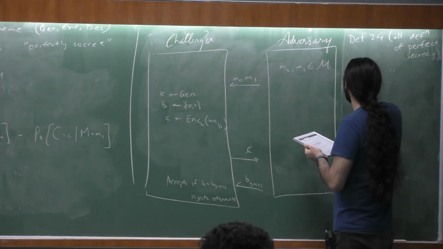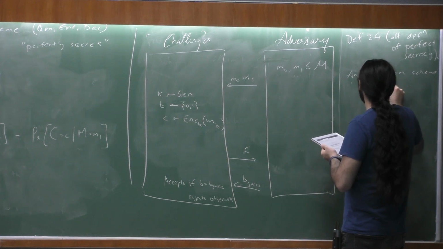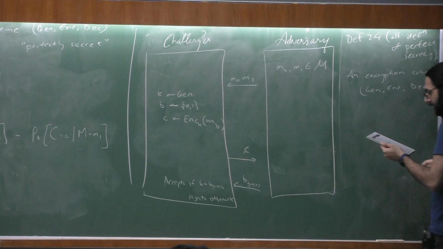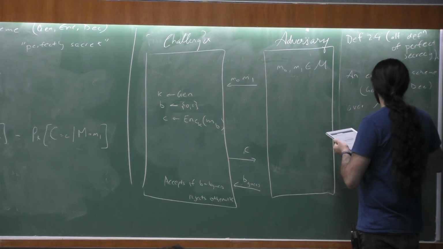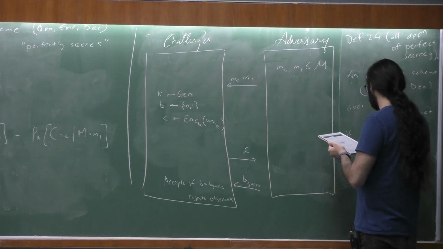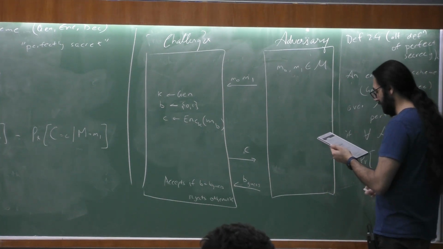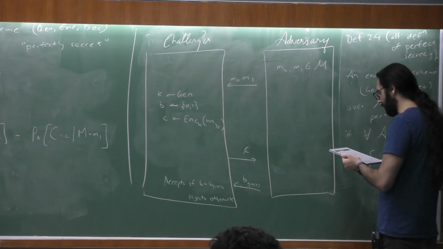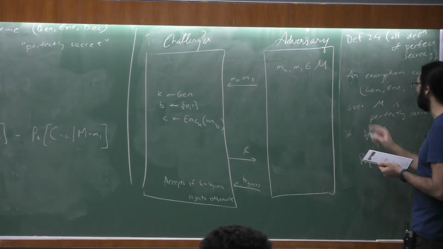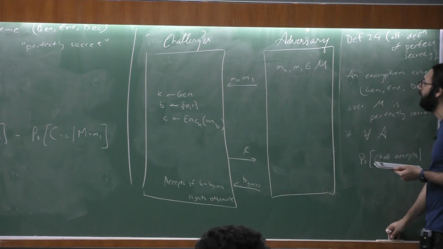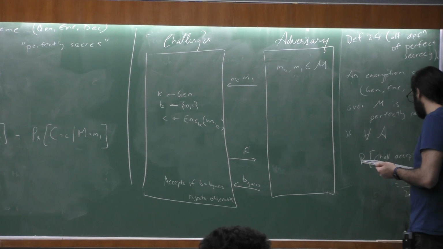So it says an encryption scheme (Gen, Enc, Dec) over M is perfectly secret if for all adversaries A it holds that the probability that the experiment, or the challenger, outputs 1, so the challenger accepts, given A plays, is exactly half.